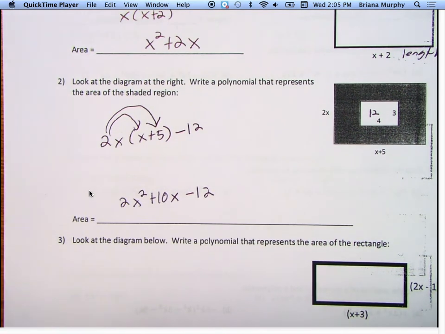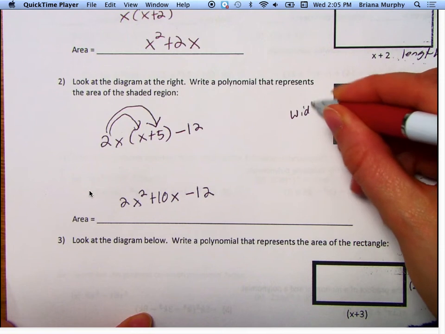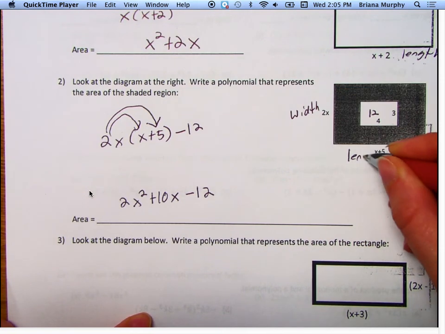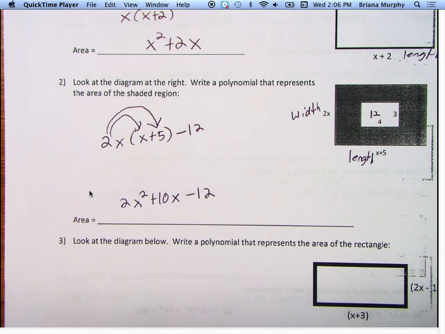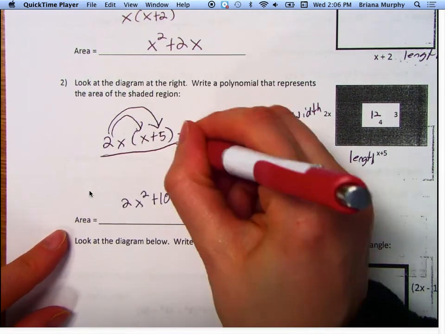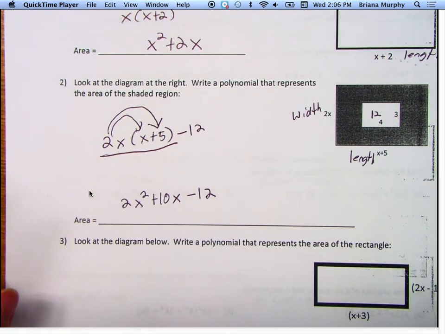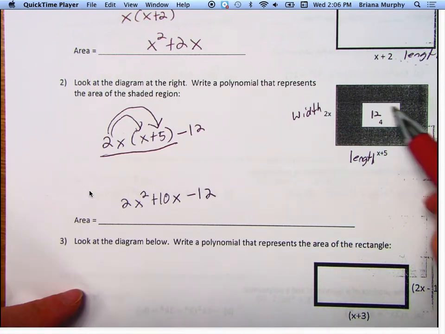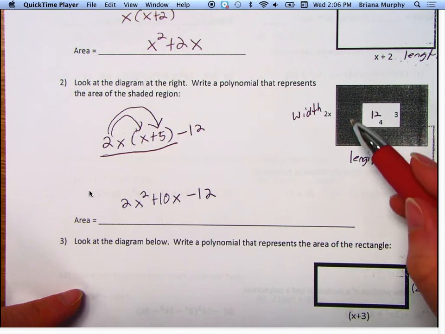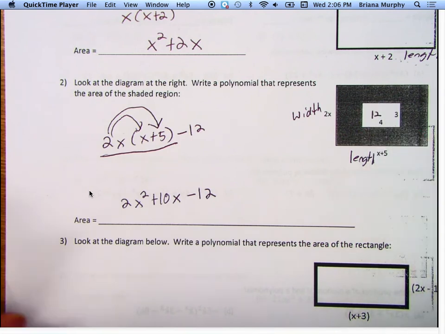Okay. All right, everybody okay with this? Want me to go over it a little bit better? Yeah. Okay. Do we see that this is our width and this is our length, and to find the area, we multiply them? You can just take the shortest one, the one number answer, and put it in front of the length. And then I want to take away the area of my middle. So I'm taking away 12.